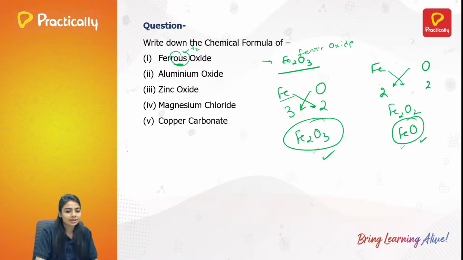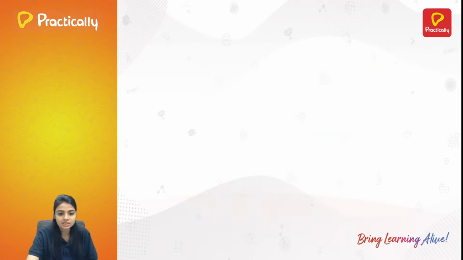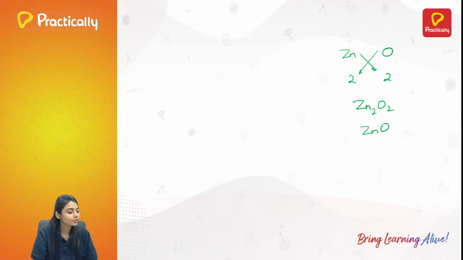For aluminium oxide, Al and O, aluminium valency is 3, oxygen valency is 2, cross multiply it, you will get Al2O3. This is aluminium oxide. Okay, for zinc oxide, valency 2 each, cross multiply it, you will get Zn2O2, that means ZnO. Okay, next is magnesium chloride. I already told you how to write magnesium chloride. Mg and Cl, magnesium valency 2, chlorine valency 1. Cross multiply it, you will get MgCl2.